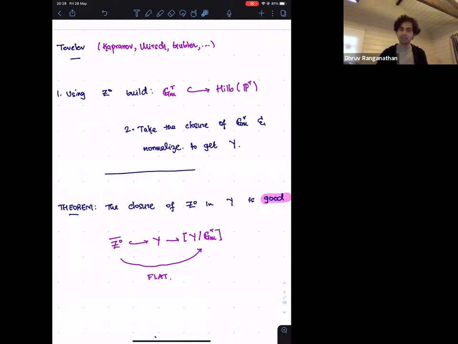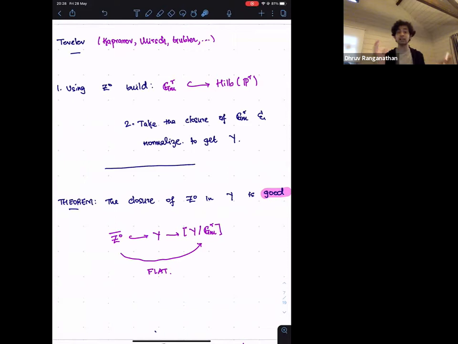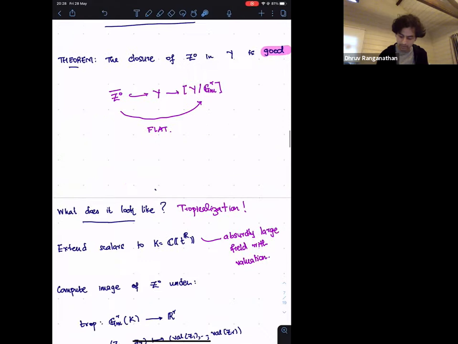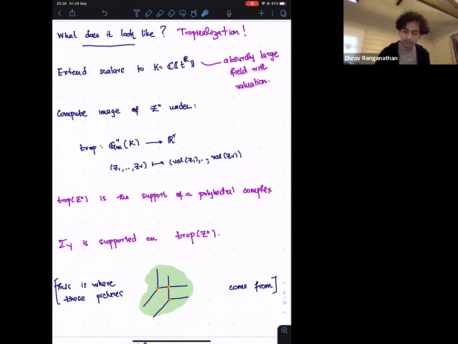Okay. So I do want to give you a sense for what this thing looks like, and I'll rely on some toric dictionary for this. This is where the tropical geometers have known about this theorem for a very long time. This is the context in which Tevelev studied it. His paper is called Tropical Compactifications of Subvarieties of Tori. So this gives you a sense for what this thing actually looks like, or another way that you might think about it.